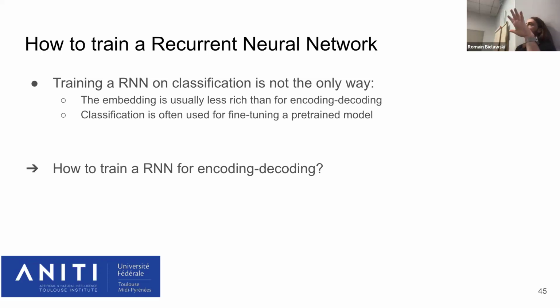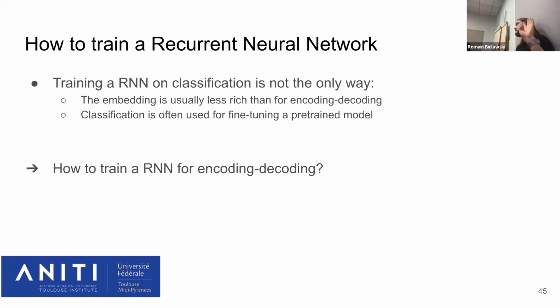And so classification in the context of natural language processing is often used to fine-tune a pre-trained model. That means that you train your model on an encoding decoding task, and then you want to classify something. I don't know, you want to classify spam, for instance. Well, if you train your network only on this task, it's going to have very poor representation of each sentence. But if you train it first on encoding decoding, and then you only fine-tune the last layers on the classification task, the results are going to be way better.